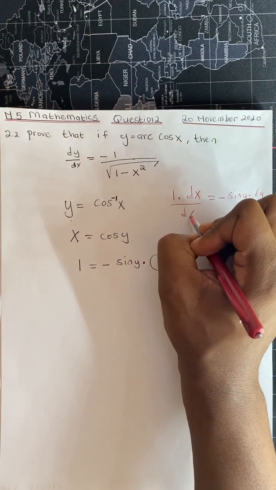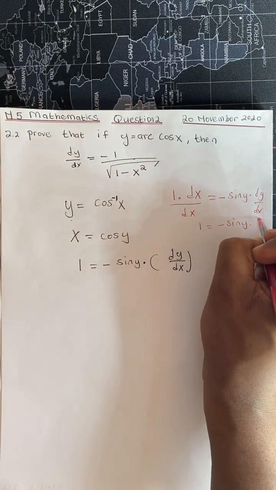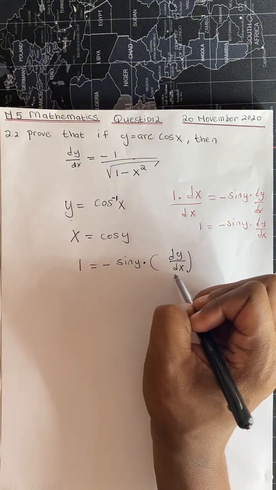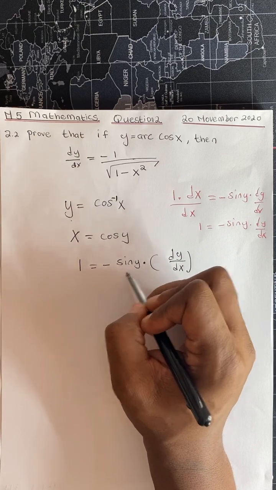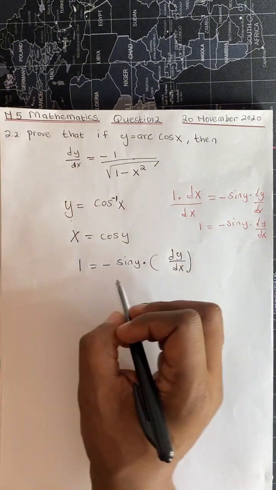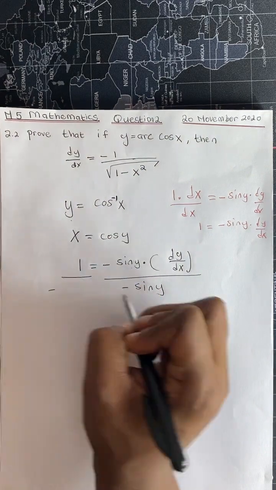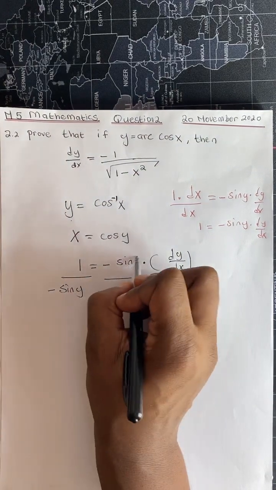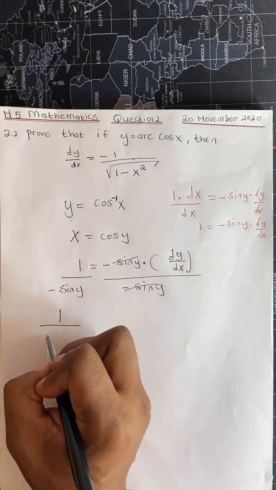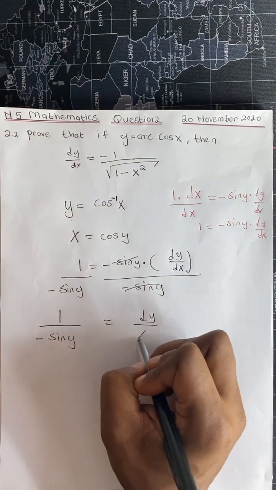So from here we divide both sides by dx, so 1 will be equal to negative sine y dy over dx. So we can just write that dy over dx after we differentiate the part which has y. So from here, because we are looking for dy over dx, we divide both sides by negative sine y. So that negative sine y will cancel out with that negative sine y, and on the left hand side we'll have 1 over negative sine y is equal to dy over dx.